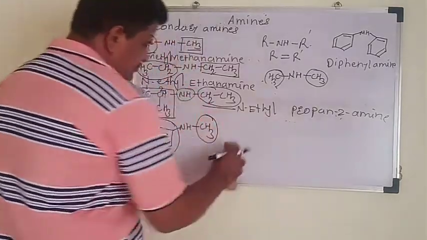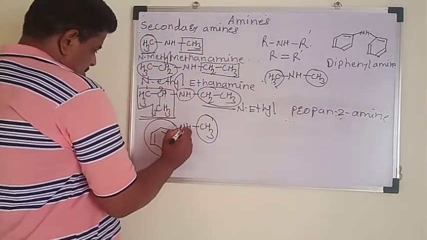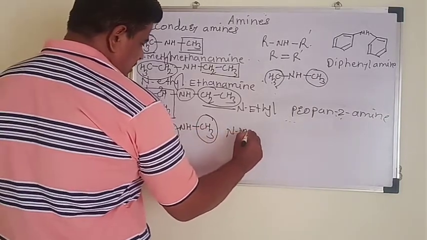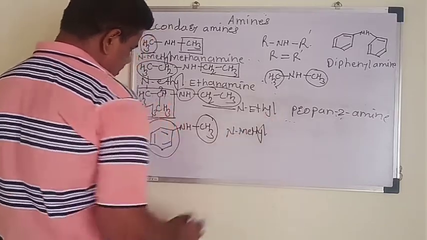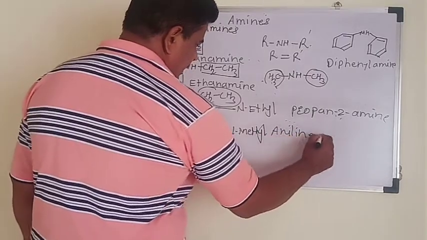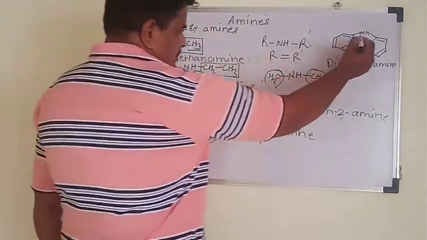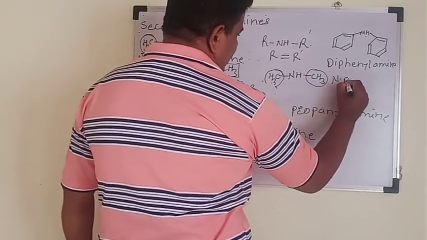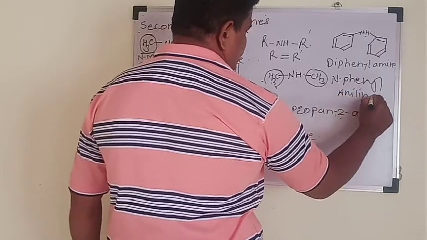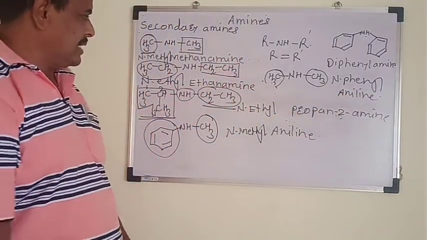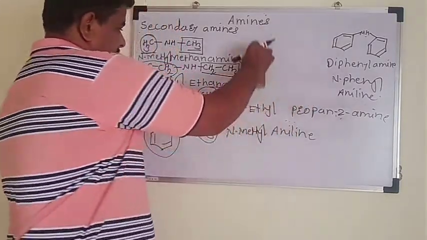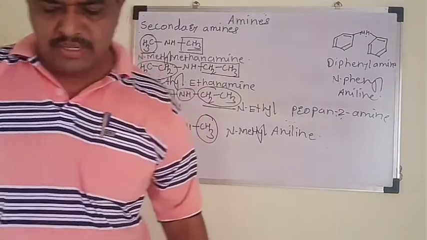For this compound, on nitrogen, methyl group is there. So it becomes N-methyl aniline. Here, this becomes N-phenyl aniline. So these are some examples and their common name as well as IUPAC names of secondary amine. So write these compounds.